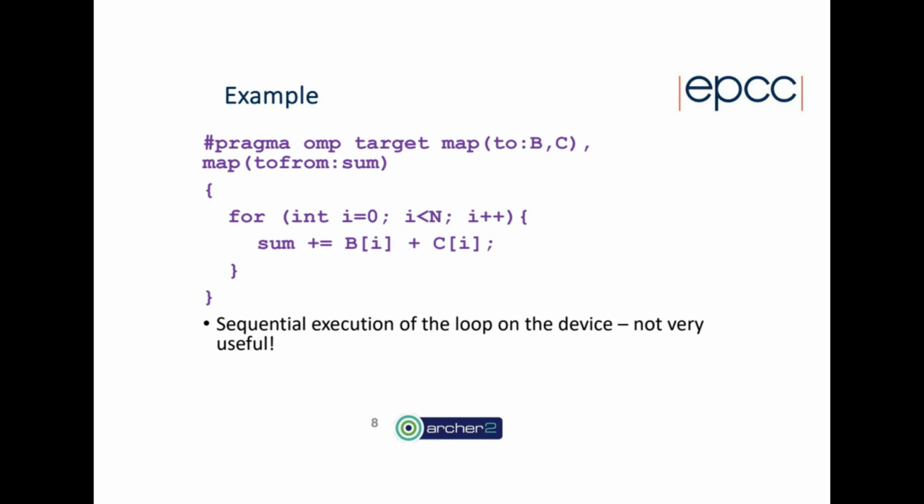On the other hand, for sum, we need the initial value to get copied to the device, and once we've done something useful here, we also want the final value copied back again. So we would put sum in a map clause with tofrom. But just to emphasize, this is still sequential execution on the device. So that's probably not very useful of its own, but it shows how the data movement works.